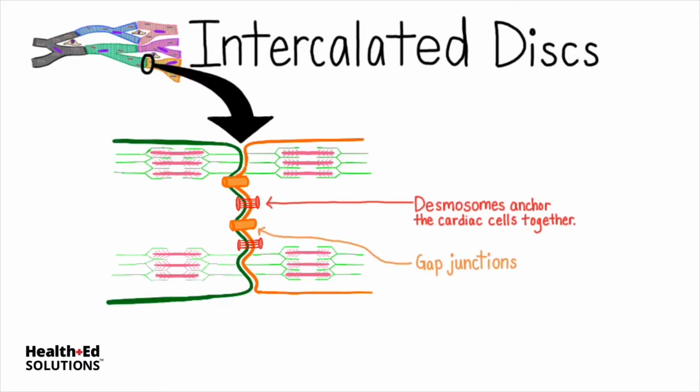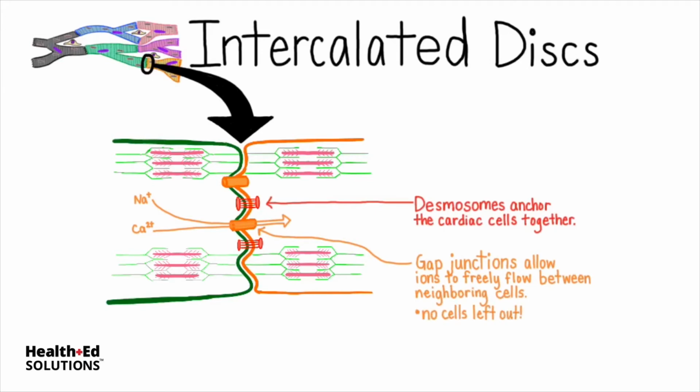Gap junctions allow ions, such as sodium and calcium, to freely flow between neighboring cells. In this way, no cells are left out from depolarization, and the heart muscle contracts as a unit.